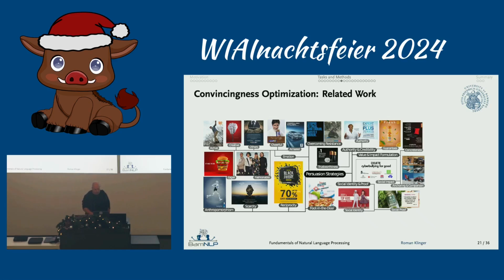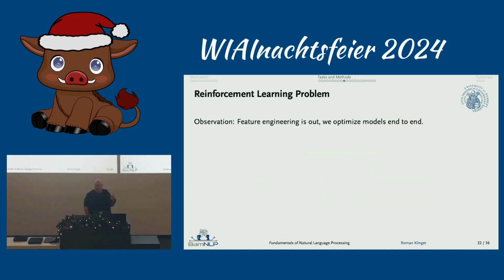People looked there into different categories like make something scarce. If you say that something is scarce, more people want it. You could also use persuasion tactics like foot in the door, or you appeal to social identity and all these things. These are features, right? I mean, feature engineering is out. We don't do that. We optimize models end to end. Who cares about these features? So essentially, we would like to have an argument generator to optimize the value of presents that we receive.